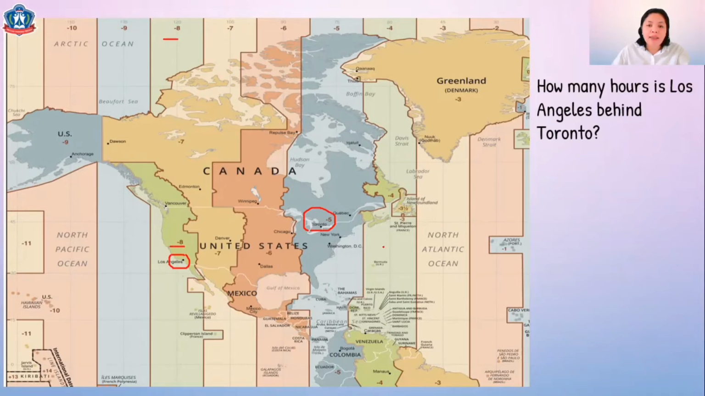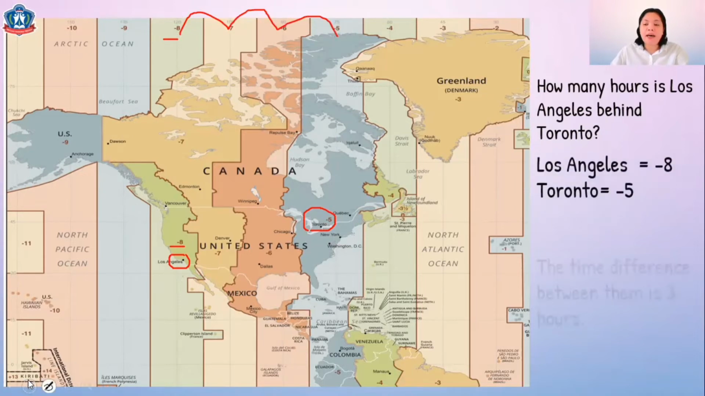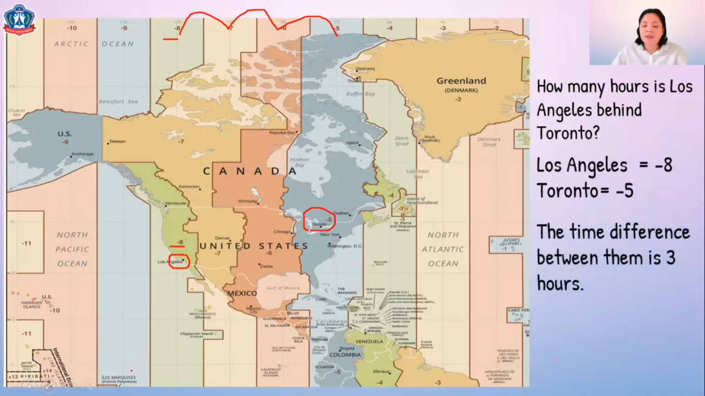So negative 8 and negative 5. How many hours is Los Angeles behind Toronto? Los Angeles, California, children, is behind Toronto. So Toronto is ahead. How many hours then? Let's just count. 1, 2, 3. Therefore, Los Angeles is behind by 3 hours. So their time difference is 3 hours.